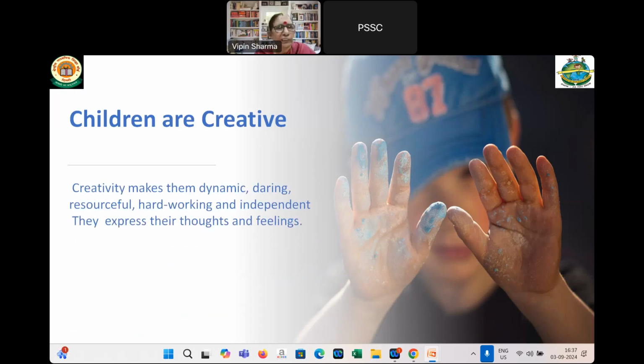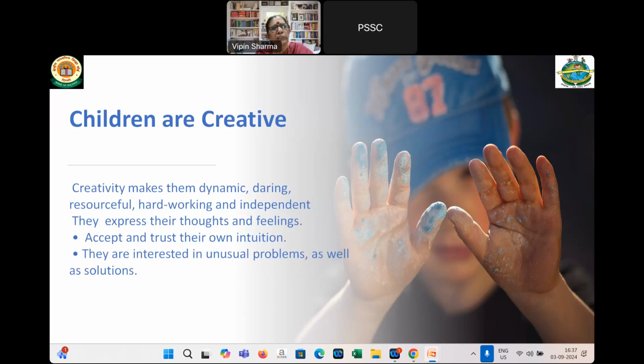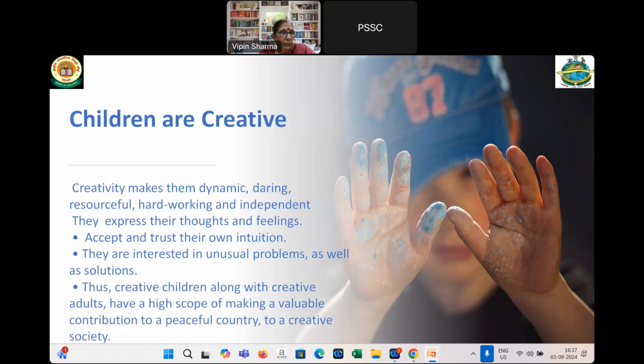Creativity makes them dynamic, daring, resourceful, hardworking, independent. So they are creative. Let us tap the creativity. Just telling will not work. Give him examples. Give him work to do. Let him learn from experience. Okay. I will give you some more examples. Creative children are interested in unusual problems as well as solutions. Their queries are very different.